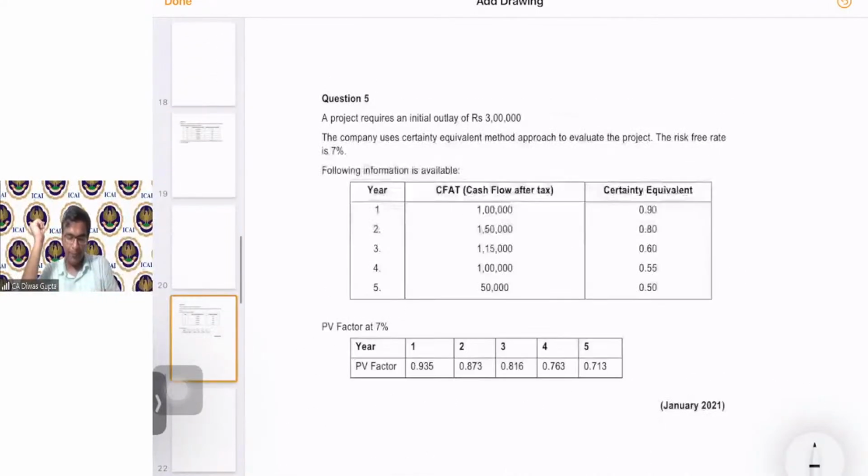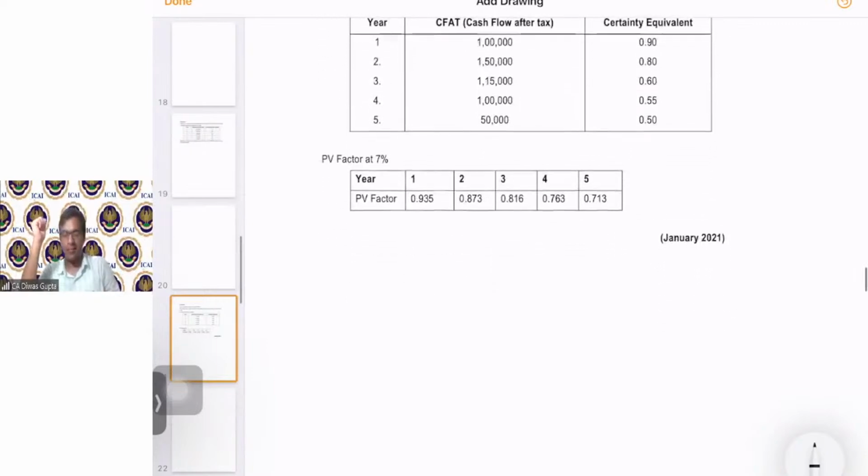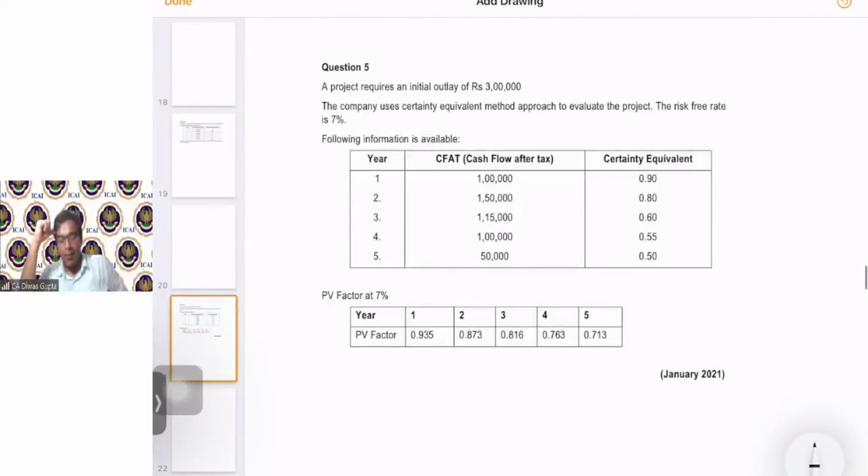Okay. Question number 5. A project requires an initial outlay of rupees 3 lakh. The company uses the certainty equivalent method approach to evaluate the project. The risk-free rate is 7%. So first of all, the company is using what? The CE method, and the risk-free rate of 7% is given, which is what we need. Correct? And an initial outlay of 3 lakh. The following information is given: cash inflows after tax and certainty equivalents for the respective amounts.